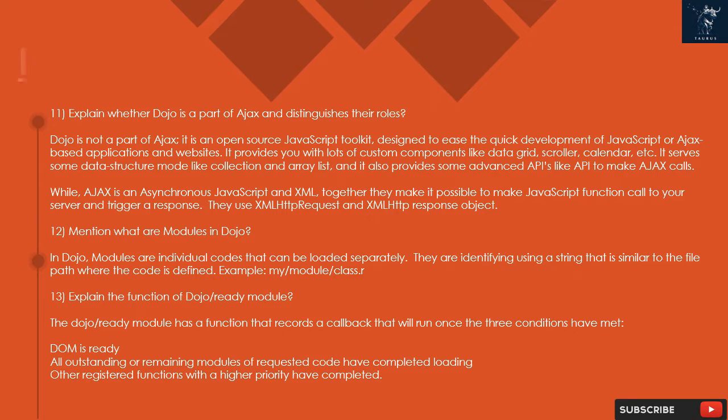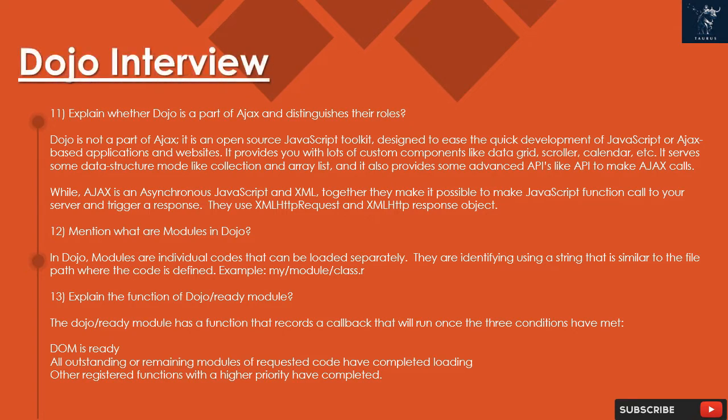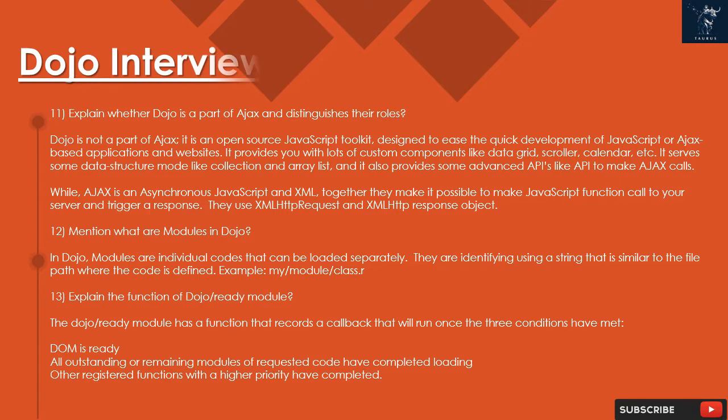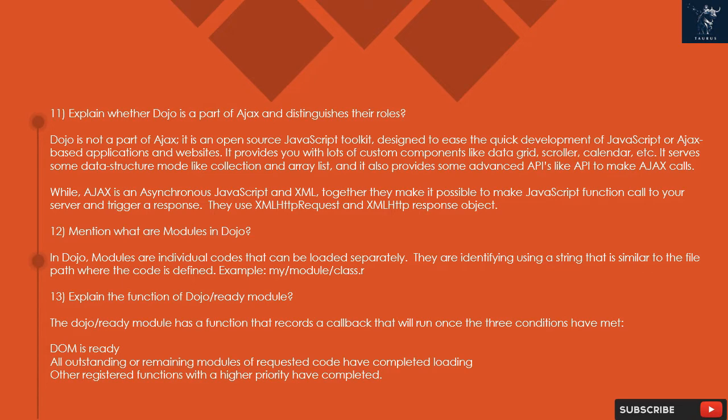Example, my module class. 13. Explain the function of the Dojo ready module. The Dojo ready module has a function that registers a callback that will run once three conditions have been met: the DOM is ready, all outstanding or remaining modules of requested code have completed loading, and other registered functions with a higher priority have completed.